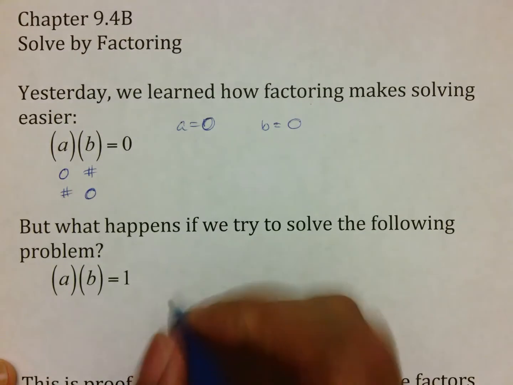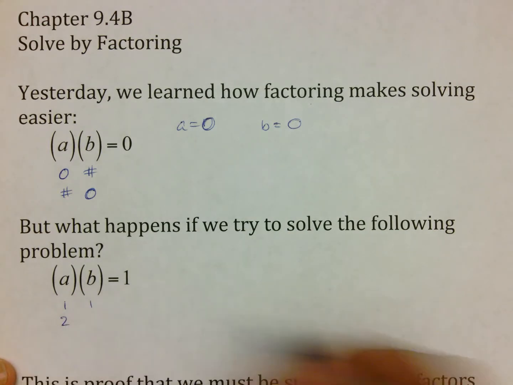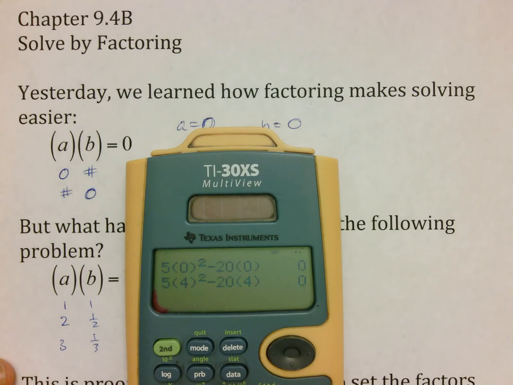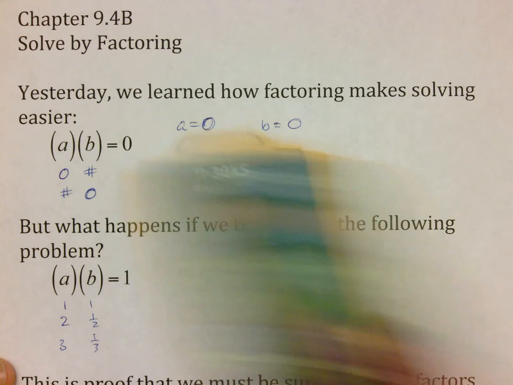Well, here's the problem. If I put 1 for A, the answer is 1 for B. If I put 2 for A, everybody thinks, well, of course that tricks it, but no, you would just do 1/2. If I put 3 for A, you would do 1/3, because 2 times 1/2 is 1. If you need proof, here you go. 2 times 1/2 is 1. It's the reciprocal. It would make it work.